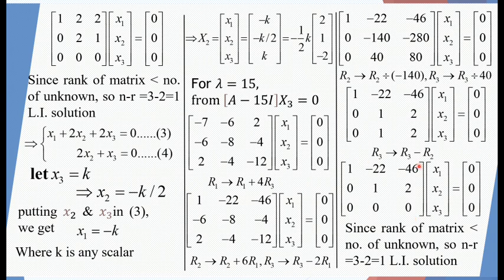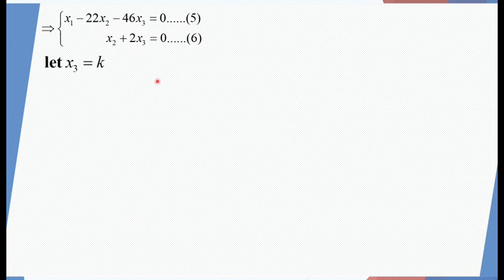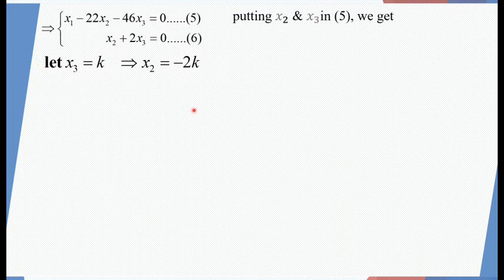Converting this matrix in terms of equations, we get x1 minus 2 x2 minus 4 x3 is equal to 0 and x2 plus 2 x3 is equal to 0. From here we cannot get any variable directly, so letting x3 equal k, x2 is equal to minus 2k, and putting x2 and x3 in equation number 5, we get x1 is equal to 2k.